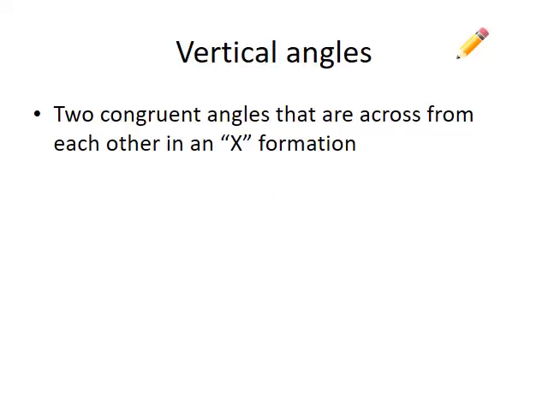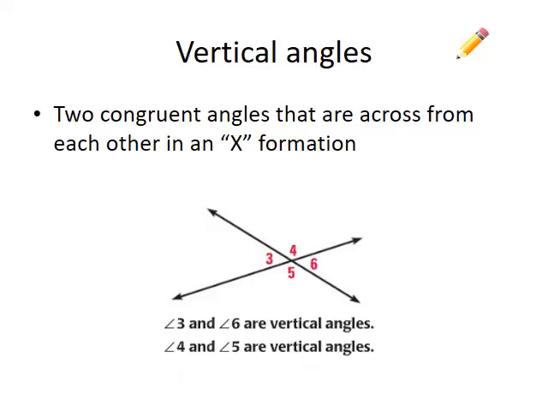Another type of angle is a vertical angle or vertical angles, and these are two congruent angles that are across from each other in what is called an X-like formation. So if you see the diagram here, we have two lines that are intersecting each other, and these black lines make what looks like to be a big X. And we have our angles here labeled angle 3, 4, 5, and 6. So angle 3 is across from angle 6 and vice versa. So this makes angle 3 and angle 6 vertical angles, and angle 4 is across from angle 5, and this makes angle 4 and angle 5 vertical angles as well.